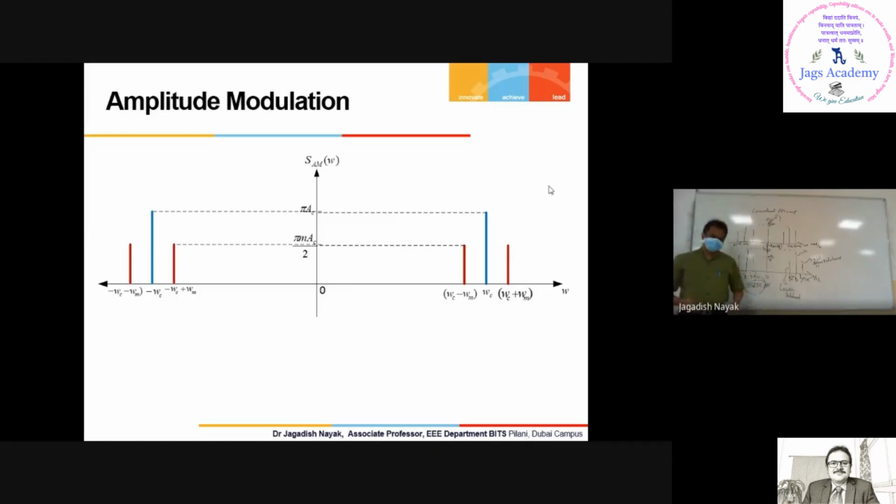How do we generate this double sideband suppressed carrier amplitude modulated wave? It's very simple, because I don't have any slides for this. You yourself can understand it. Sorry, let me check here.